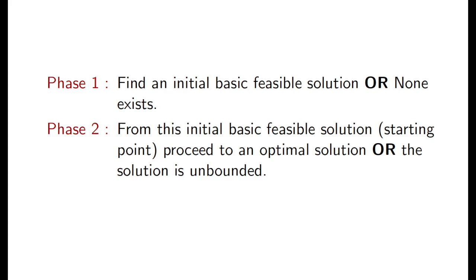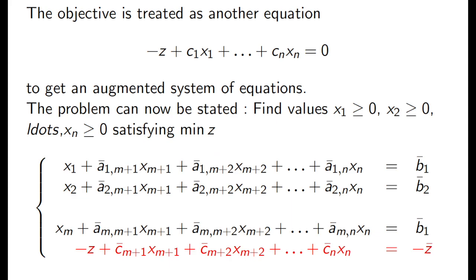Now, it's time to state the simplex algorithm. There are two phases. Phase one, find an initial basic feasible solution or determine that none exists. Phase two, from this initial basic feasible solution, which is the starting point, we proceed to an optimal solution or find that the solution is unbounded. The objective is treated as another equation. So we have minus z plus c1x1 and so on equal to 0 to get an augmented system of equations.